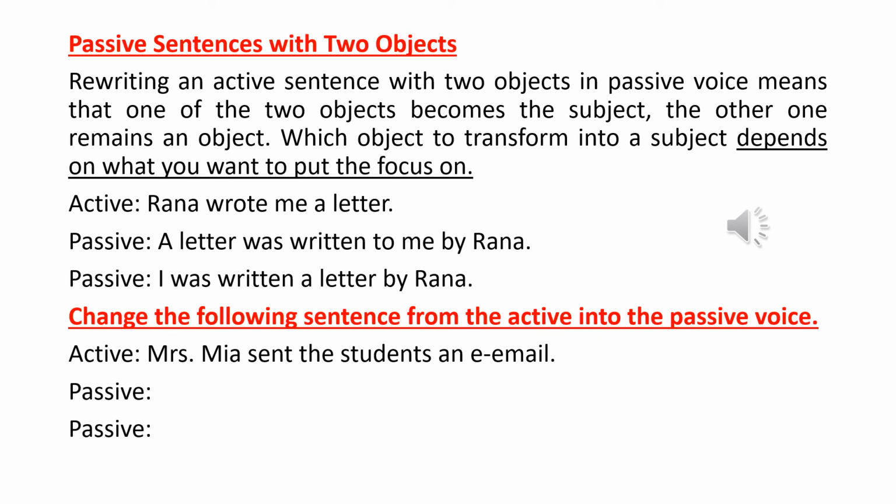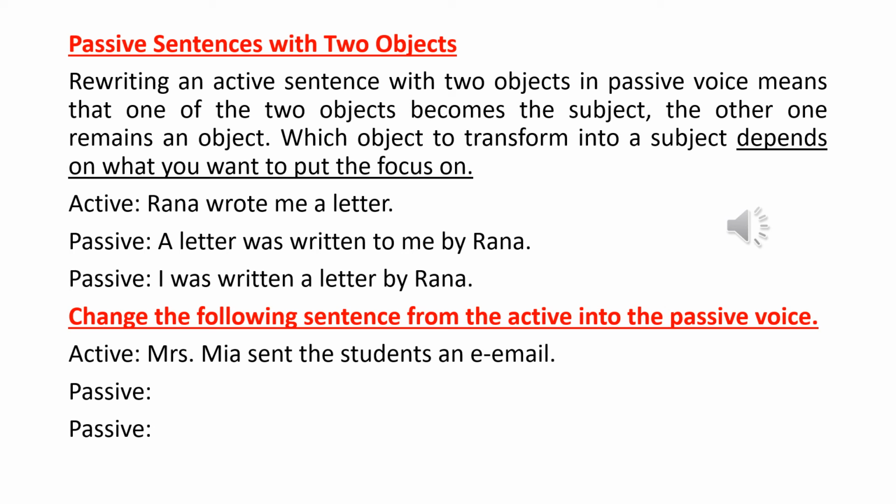The last point to review about the passive for today is passive sentences with two objects. Rewriting an active sentence with two objects in the passive voice means that one of the two objects becomes the subject, the other one remains an object. Which object to transform into a subject depends on what you want to put the focus on. Consider the following example. Rana wrote me a letter.